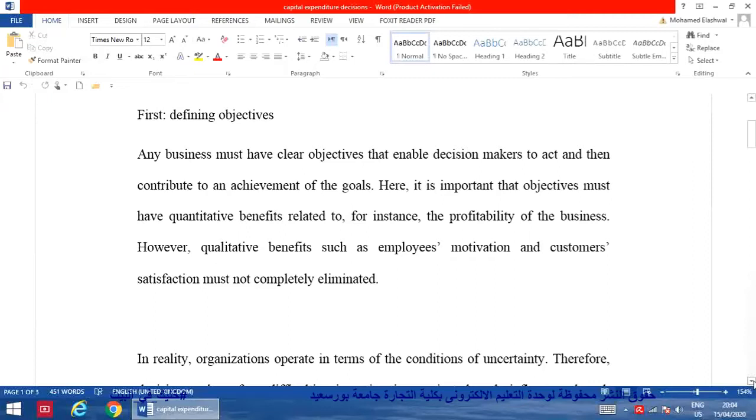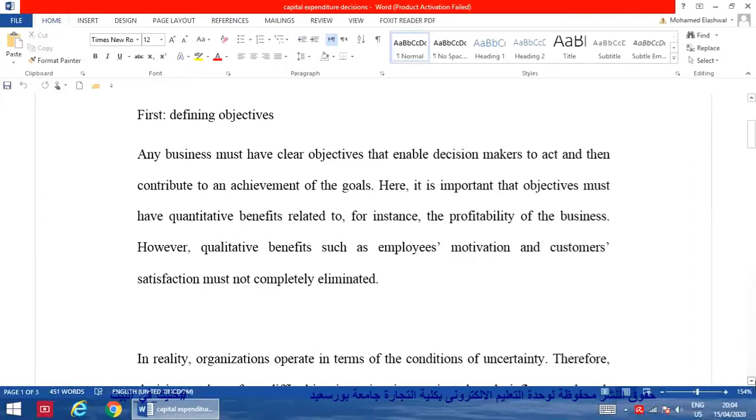So we have both quantitative benefits and qualitative benefits. The most important one is quantitative benefits. However, qualitative benefits such as employee motivation and customer satisfaction must not be completely eliminated.